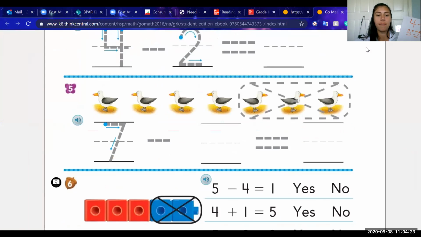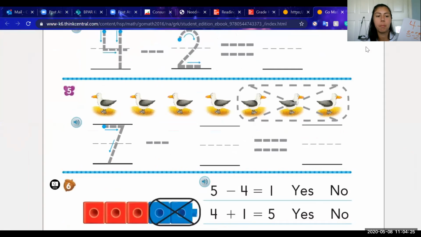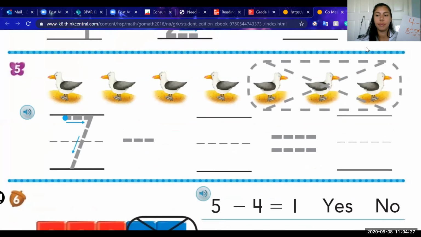We're going to look at number 5. It's the purple butterfly. How many birds do you see under number 5 to start? Let's count. 1, 2, 3, 4, 5, 6, 7. There are 7 birds pictured here. So our starting number is 7. How many are we taking away?